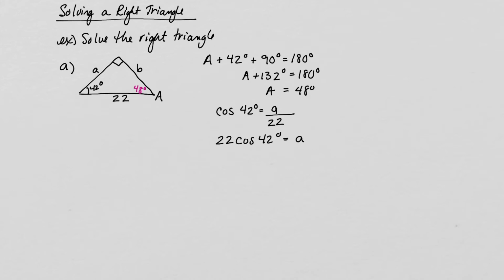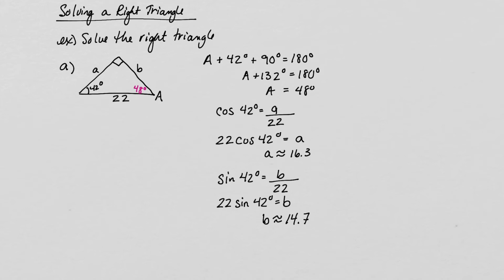If I punch that in my calculator and round, a is going to be approximately 16.3. If we look at b, again we try to use that original angle of 42 degrees. b is opposite the 42 degrees, and again, the hypotenuse is still 22. So the sine of 42 degrees is equal to the opposite, b, over 22. If I multiply the 22 up, 22 sine 42 degrees equals b, and b is approximately equal to 14.7.